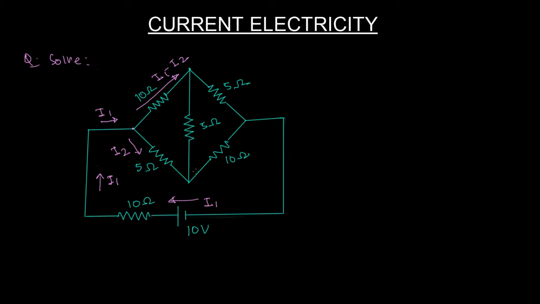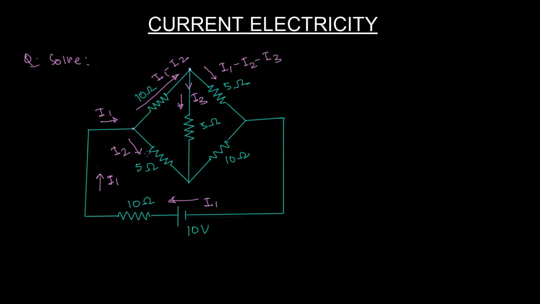Now you can either come here or you can come here; let's say I come here. I could have as well gone here, no issues. Here I2 I have already taken, so I have to take another variable. Again there is a division of current. Some current, say I3, goes in this direction, so that from I1 minus I2 you subtract the current I3, right?